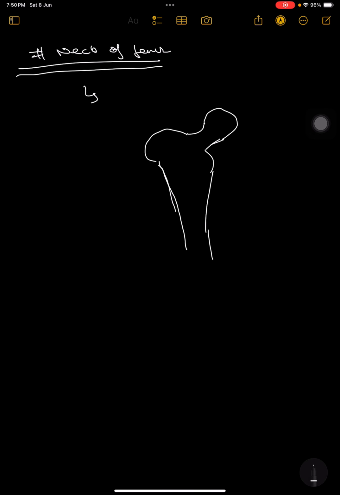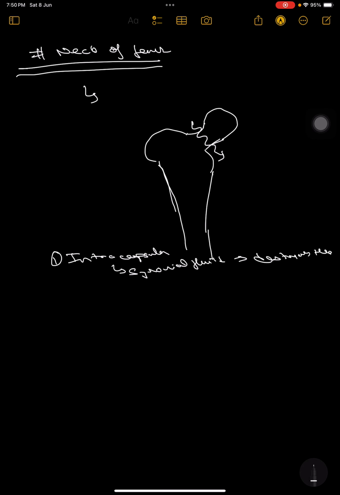Anyway, the fracture over here is actually problematic. Now why is it problematic? Number one, it's an intracapsular fracture. So what happens if it's an intracapsular fracture? If it's inside the capsule, there's basically the synovial fluid. This synovial fluid destroys the fracture hematoma being formed. That is why there's no proper healing.